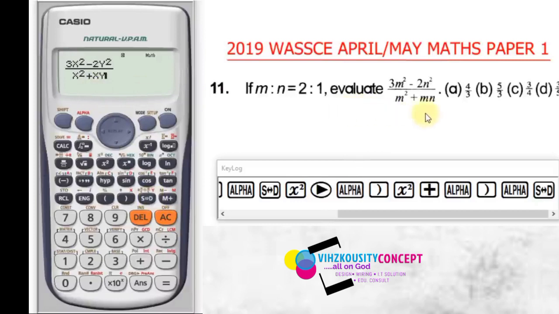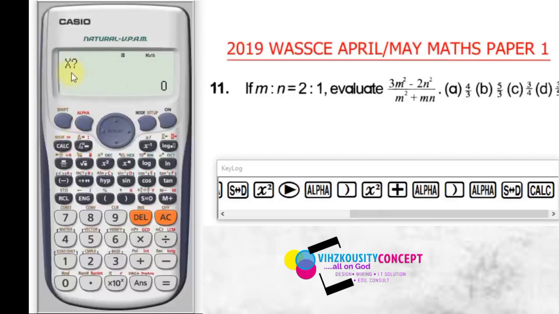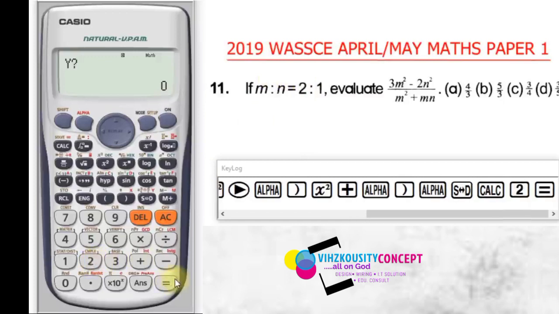I will confirm with what I have here. I can see that I'm on the same page, correct without any mistake. So I can just say I want to solve for this, and I'm going to use the calc button. First, it's asking me for the value of x. What is the value I want to use for x? X is synonymous to m, and since this is a ratio, I can say x, which is m, is 2. So I'll put 2 and press the equal to sign.